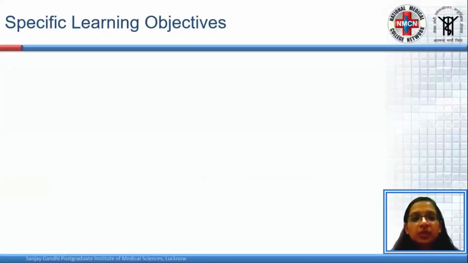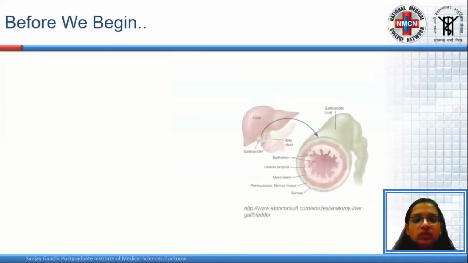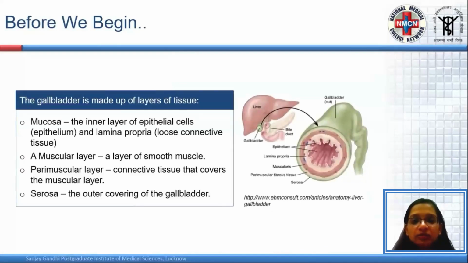Before proceeding, we will head this chapter under the following headings: Introduction, Epidemiology, Cause, Clinical Picture, Staging and Treatment, and Survival. Before we start off, we should first brush up on the gallbladder anatomy.